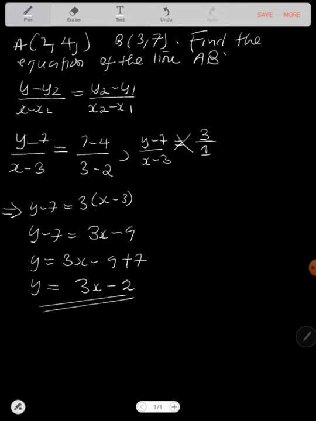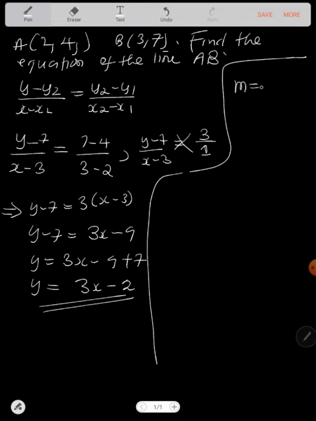What if we use the other formula? We first find the gradient, then we go to the other equation. Let's see if it will give us the same answer. So we first find the gradient. Now from here we can tell that the gradient is 3. So gradient here is what? Is 3. Now we can use the one that we used earlier.